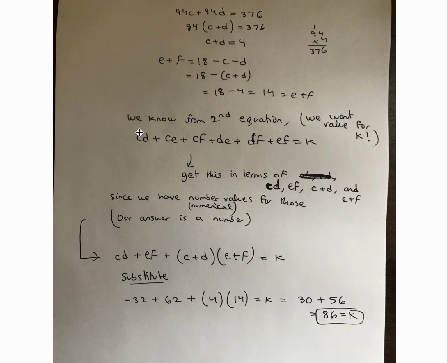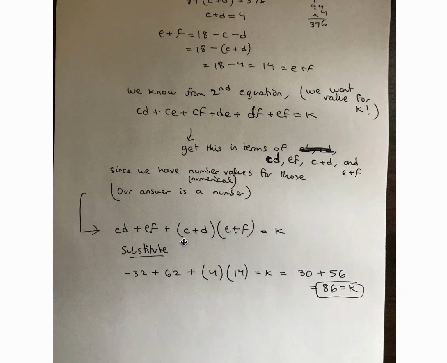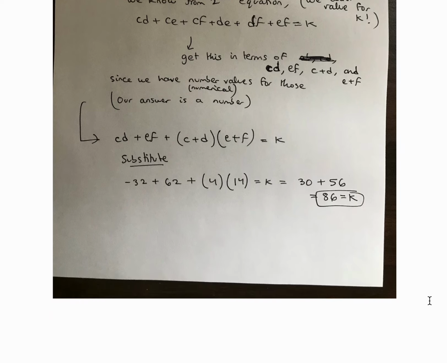So I leave the first and the last term alone in the second equation, and then I can simplify the middle. So basically, I have C plus D and E plus F. I have my solution in terms of what I want. I know the numbers for these, and that's exactly what I did. I substituted the numbers back in, and I got K is equal to 30 plus 56, which is equal to 86, which is my final answer.